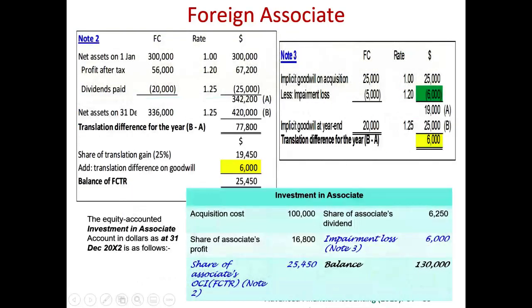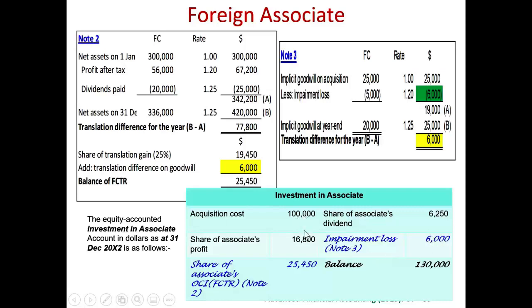Therefore, we credit share of associate's translation reserve and debit investment in associate, because the net assets increased, by 25,450. But don't forget, there has been an impairment loss which we haven't recorded yet. Impairment loss means we have to credit investment in associate and debit share of associate's profit, so investment in associate should go down.